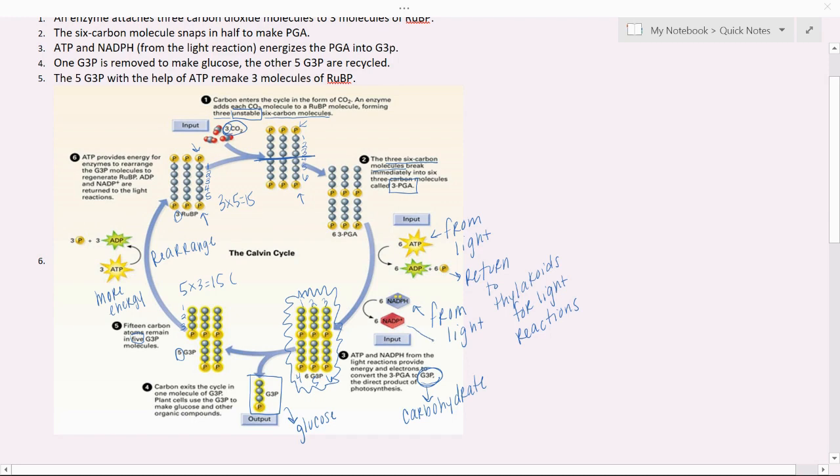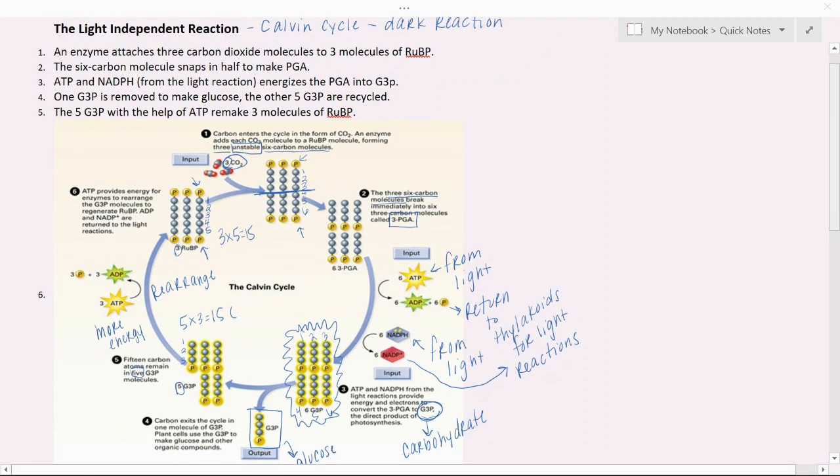And the same can be said for this NADP+. Okay, so that is the diagram. We walked through those steps. We can listen to it just one more time.